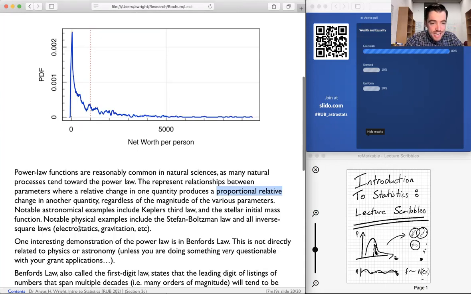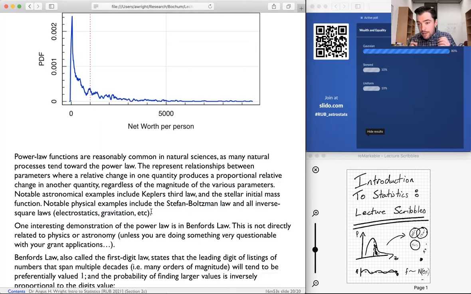Okay, so examples that you're probably all familiar with, or some of you will be familiar with, Kepler's third law of planetary motion. The stellar initial mass function is a power law. In physics, the Stefan-Boltzmann law is a power law, and every single inverse square law, as the name suggests, is a power law, right? So these are all of your electrostatics, all of your gravitation equations, right? There's also one other application of the power law that I find very interesting, which is called Benford's law.